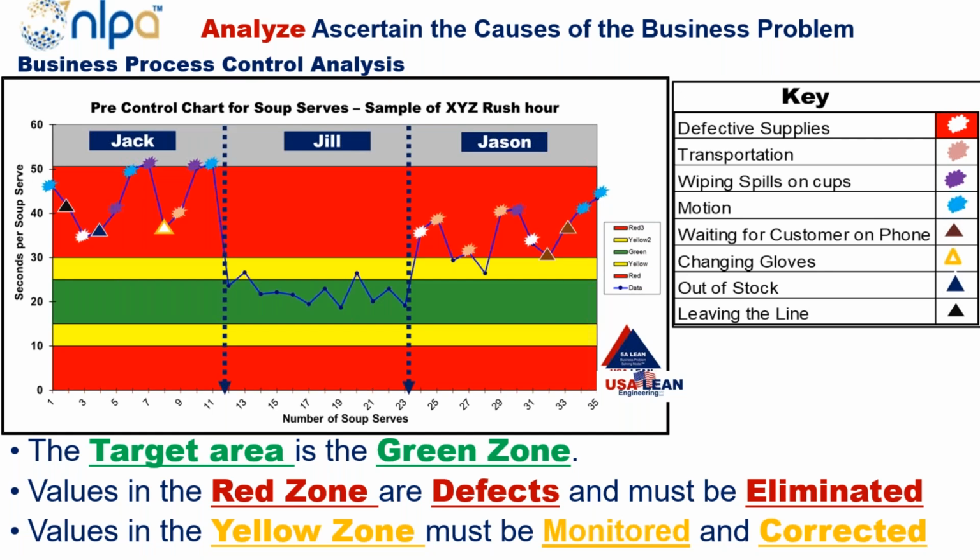And we eliminated those elements, those waste elements, and we got the process down to 6 minutes and 30 seconds. And that dramatically improved the quality of the soup.